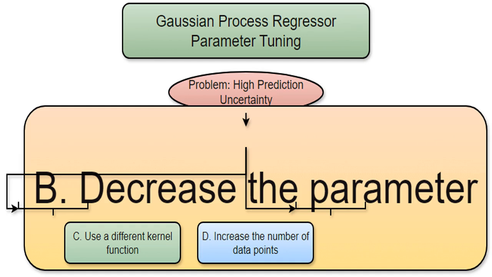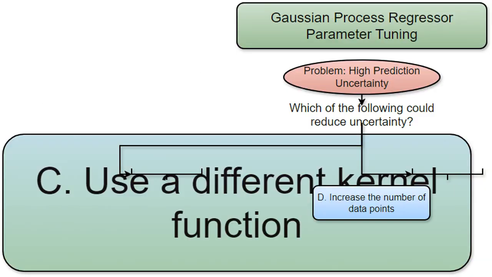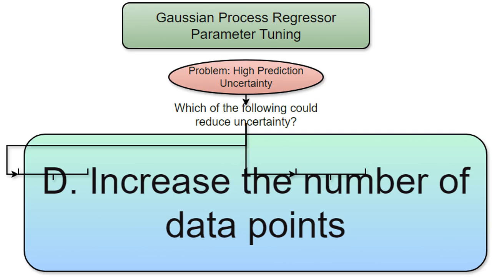Let's see if it helps. The kernel function determines the model's assumptions about the relationship between data points. Using a different kernel, such as switching from RBF to Matern, could better capture the underlying data structure. A better fit means lower uncertainty. With more data, I have more information about the underlying pattern in the data. This helps the model make more accurate and confident predictions, which leads to lower uncertainty. More data is usually a good thing.